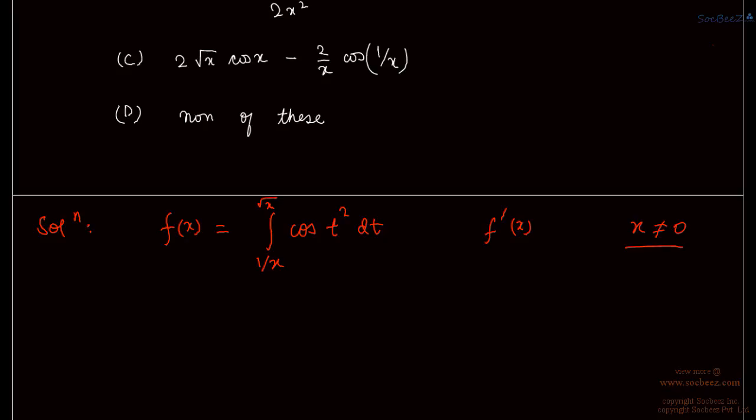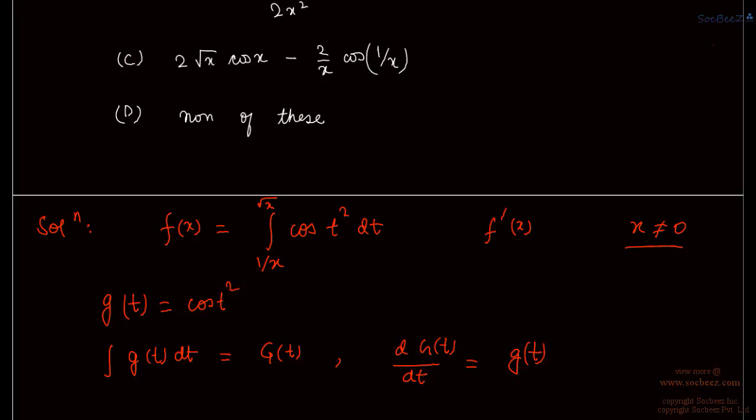So let us name this function g(t) as cos t square. Suppose we have the integral of g(t) dt as capital G(t). So we can write dG(t) upon dt is equal to g(t), right? This is what the definition of antiderivative is.